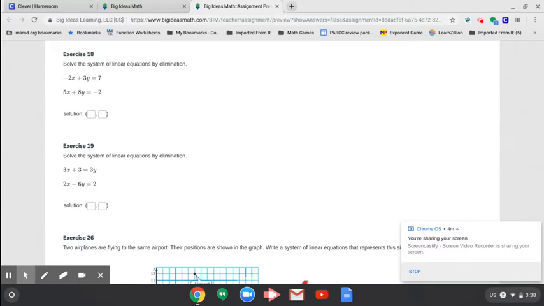The next one is going to be multiply first. I would multiply the top equation by 5 and the bottom equation by 2, and you'll be able to eliminate the x's because they're both going to turn into 10s. You'll have a negative 10 and a positive 10, so you can easily eliminate by addition.